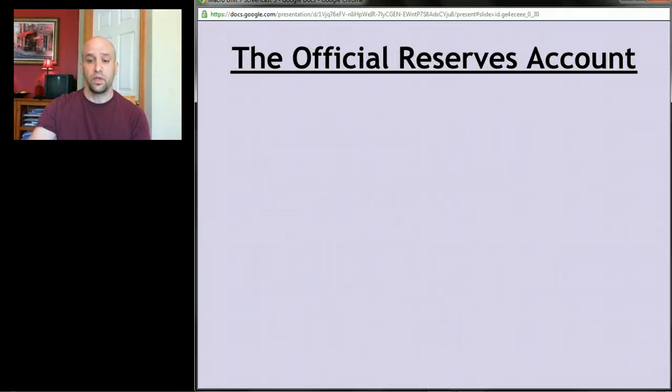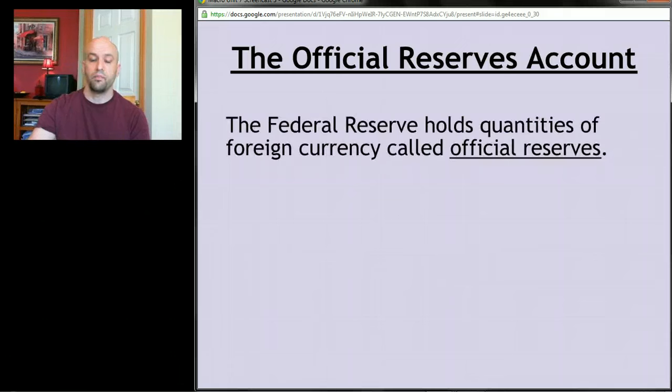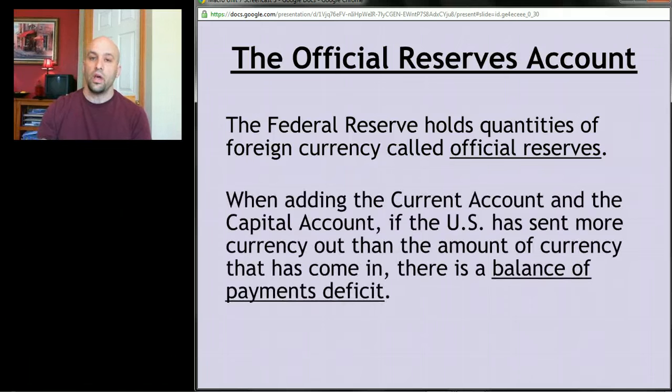Finally, and maybe most confusingly, the official reserves account. Now, the Federal Reserve and other central banks around the world hold quantities of foreign currencies that they call official reserves. When adding the current account and the capital account together, if the United States has sent more currency out of the country than the amount of currency that's come in, we call that a balance of payments deficit, essentially a net outflow of currency out of our country.